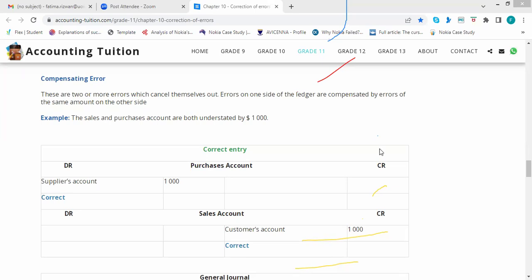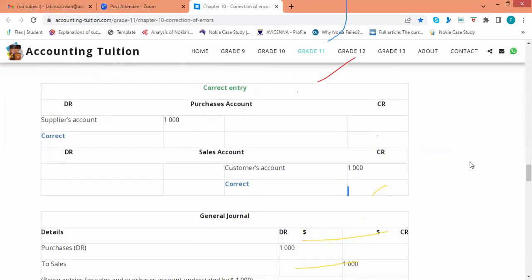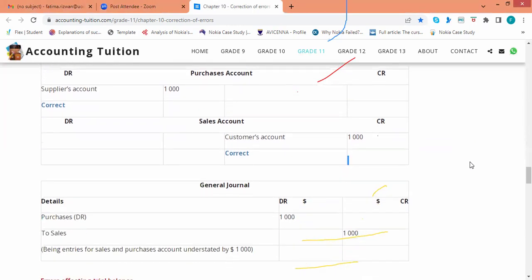So what is going to be the correct entry? The correct entry is that the sales account needs to be credited with 1000. That was missed, that was understated, so you have to add it. Sales account credited 1000 and purchases account debited 1000. So in order to rectify it, this is going to be the rectifying entry as well.